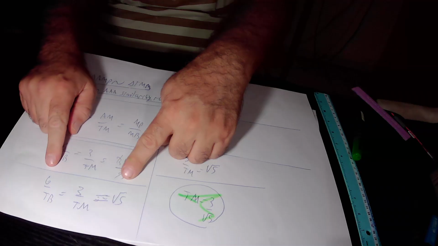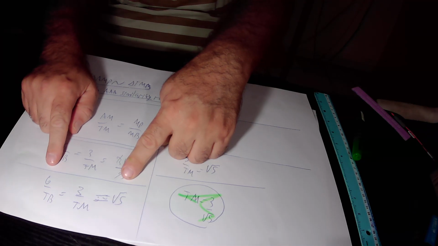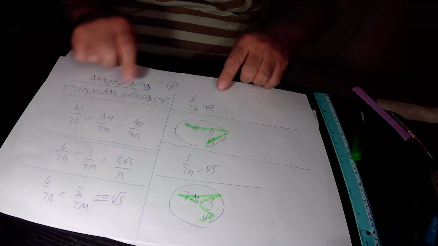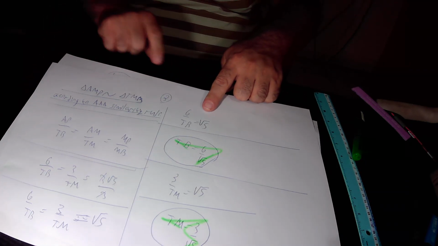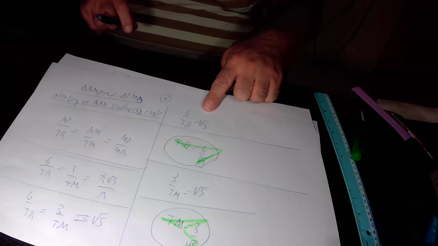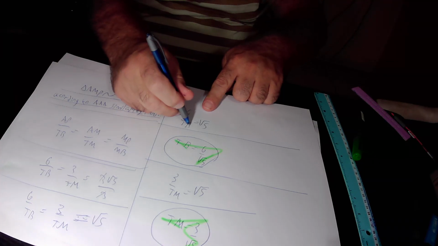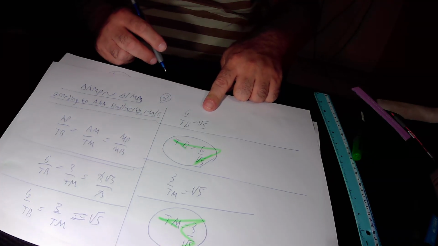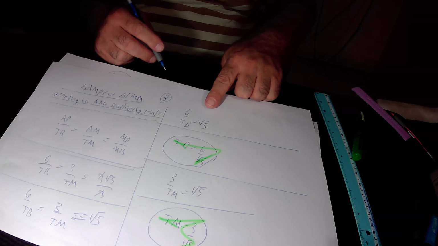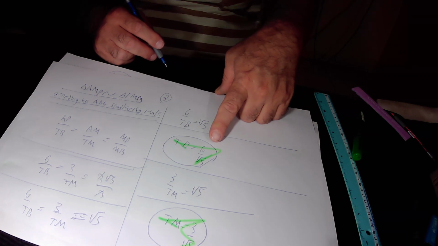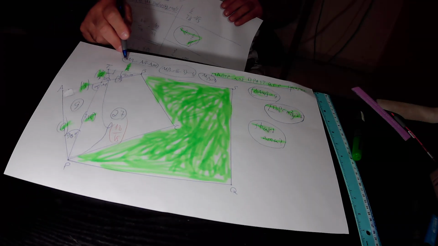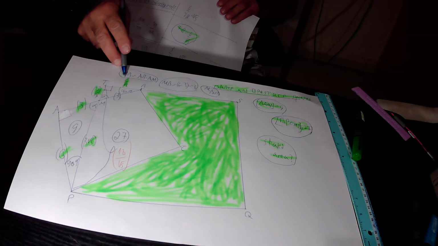Those two sides are equal to each other, so we get the first equation from them. So 6 over TB equals the square root of 5. Here we multiplied this equation by TB and then divided by square root of 5, and we found that TB equals 6 over square root of 5 units in its length. This is side TB.